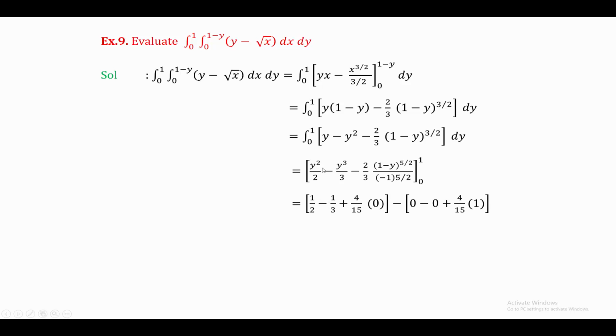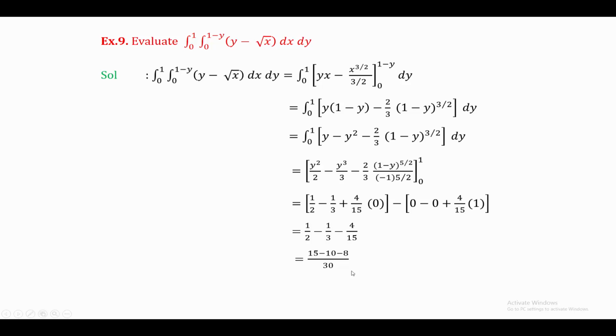Equal to, we get, first put the upper limit. Put the value of y as 1, so 1 half minus 1 by 3, minus of this, minus and minus become plus. This 2 is in the numerator, 4 by 15. Put y equal to 1, so 1 minus 1 is 0. Minus of, put the lower limit, value of y as 0, so this term is 0. Next term is 0, plus 4 upon 15, and put y as 0, so 1 raised to 5 by 2 is 1. Is equal to 1 half minus 1 by 3. This term is 0, then this term is minus 4 by 15.